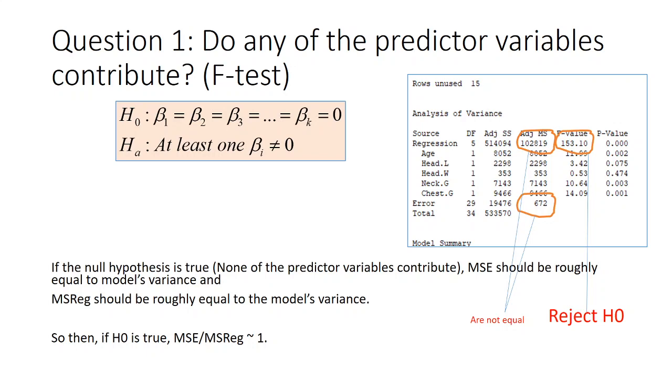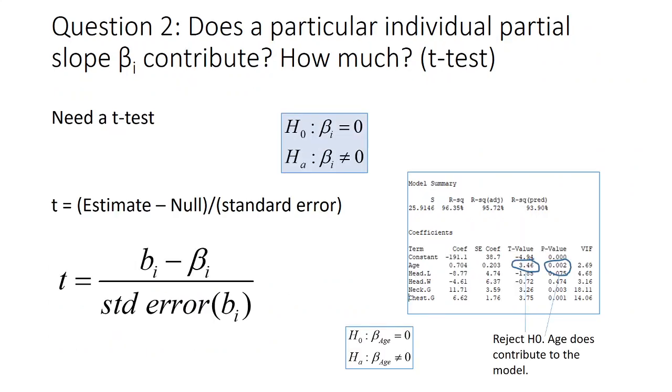The next question is, does a particular one contribute? That's where we look at the t value, and we can look at the model summary. Just remember that the t value and p-value only measure it for when your null hypothesis is 0, and we did some examples when your beta i may not be 0. But in this case, we have a small p-value, so we would say, okay, in this case, the age does not contribute to the model.